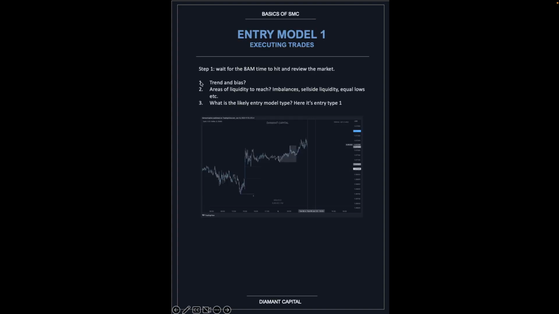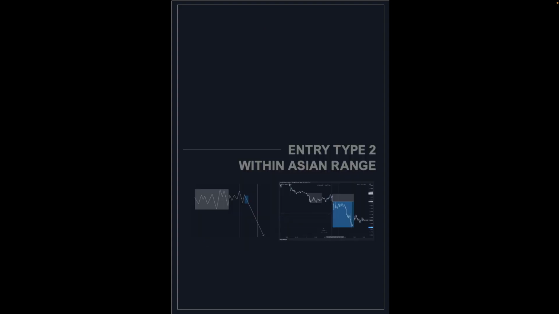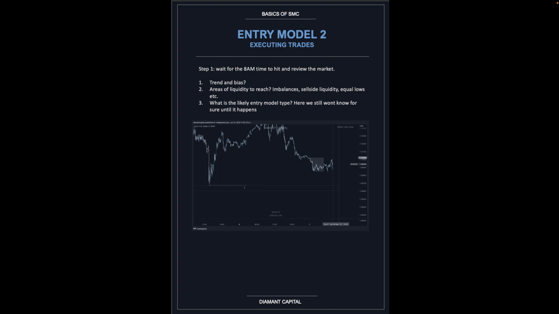So just looking at an example, exactly like we did last time, let's look at this. Entry type 2 within Asian range. So in this example, as you can see, what's actually been happening is we are pretty much looking at the trend and the bias. What are we looking at in this example? We're pretty much just moving to the downside. So we know we're trending bearish, so we're only going to be looking for sells. The best thing would be if, for example, we had got a liquidity sweep of the highs and then price continues down. But for this day and this scenario, we didn't get that at all.